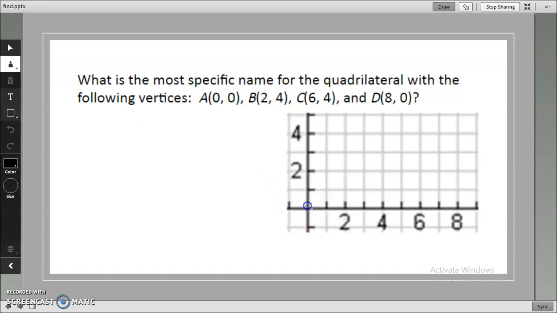We have A at 0, 0, so I'm going to draw a mark here at 0, 0 for A, 2, 4 for B, 6, 4 for C, and 8, 0 for D. And I'm going to connect my lines. Okay, and so just eyeballing it, it looks like a trapezoid.